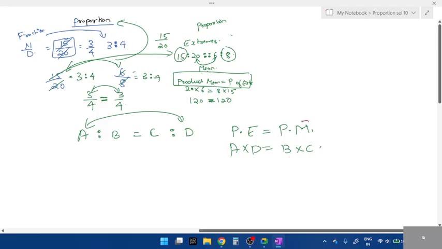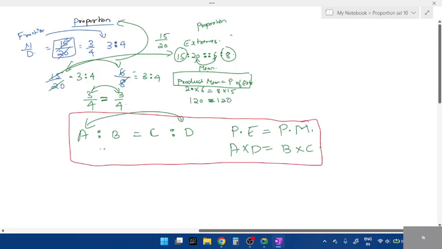Don't copy everything. Just copy these two, right? These two. Is it clear? Done?